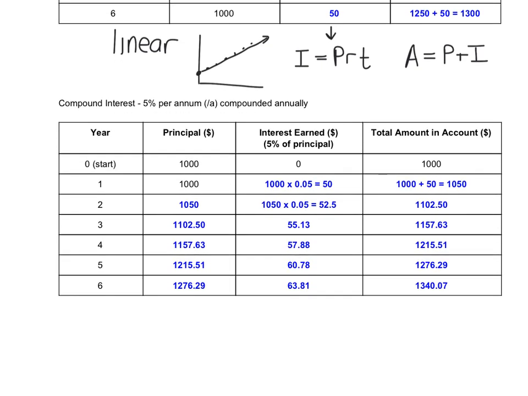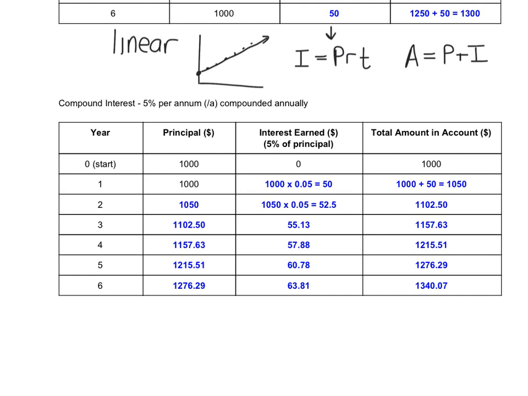Now, let's look at compound interest. With compound interest, your interest is calculated based on what you have in your account at that moment in time. And your compounding can occur once a year, twice a year, every month, every week. There are lots of different types of compounding periods. So if you start off with $1,000 in your account, in 1 year, you will earn 5% on that $1,000. So you get $50 added on.